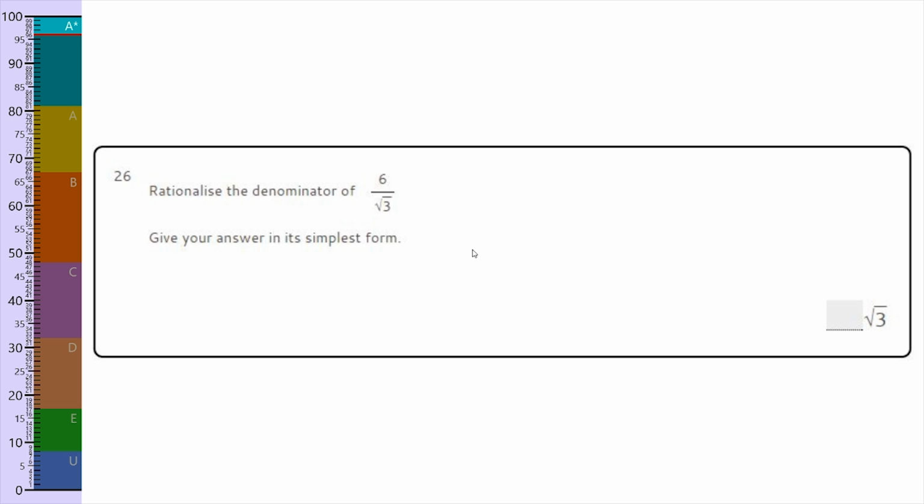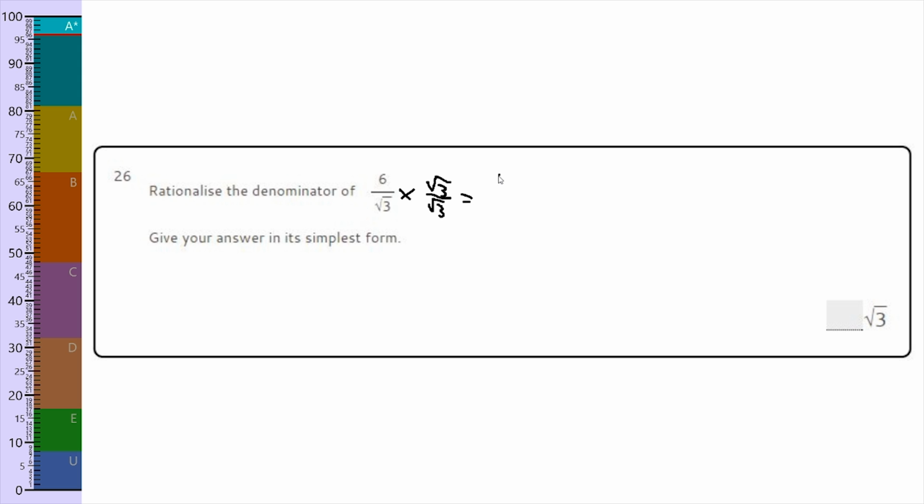Okay, these are easy marks. Rationalise the denominator just means get rid of the surd. To get rid of the surd, we times the whole thing by 1. Obviously times it by 1 wouldn't do very much, so we times it by root 3 over root 3, which is 1. Any number divided by itself is 1.